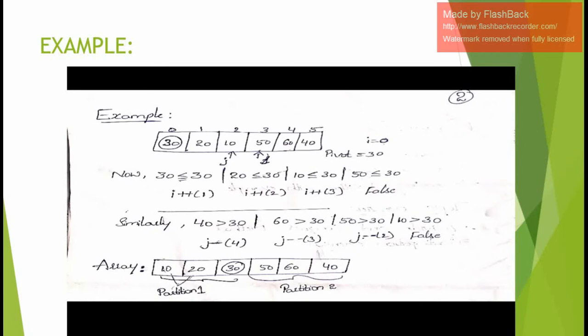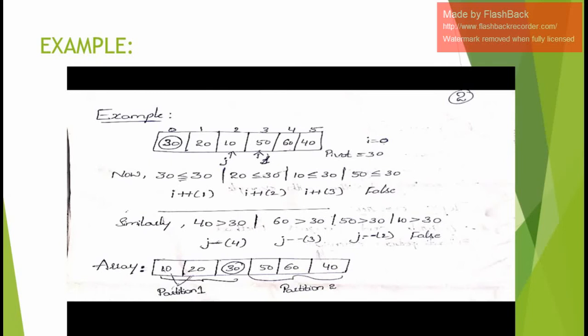Similarly, applying the same method for j, from the last element, 40 greater than 30, the condition is true, so we start decrementing j and it becomes 4. Initially the j value is 5. Comparing the next element, 60 greater than 30, again the condition is true, so we decrement j and it becomes 3, and again comparing with the next element, 50 greater than 30, again the condition is true, so we decrement j again and it becomes 2. 10 greater than 30, the condition is false, so we stop decrementing j thereafter.